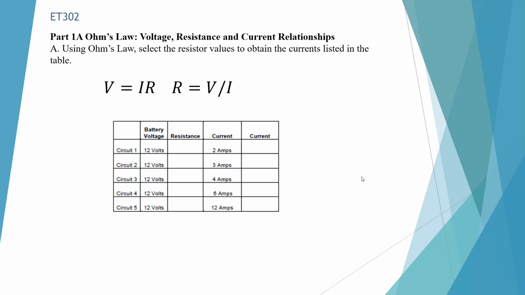First part of this lab, we're going to figure out what resistance in our simple series circuit is. So we're going to use resistance equals voltage over current. So here in the first one, it's going to be 6 ohms because it's amps and volts, and then we're going to go in and measure the current.